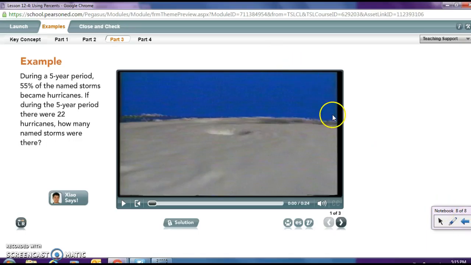So now we're going to go on to part 3 of 12.4, using percents. It says, during a 5-year period, 55% of the named storms became hurricanes. If during the 5-year period there were 22 hurricanes, how many named storms were there? So I'm going to go back through. It was during a 5-year period. I know it was 55%. There were 22 total. So let's go ahead and see what this video has to say.